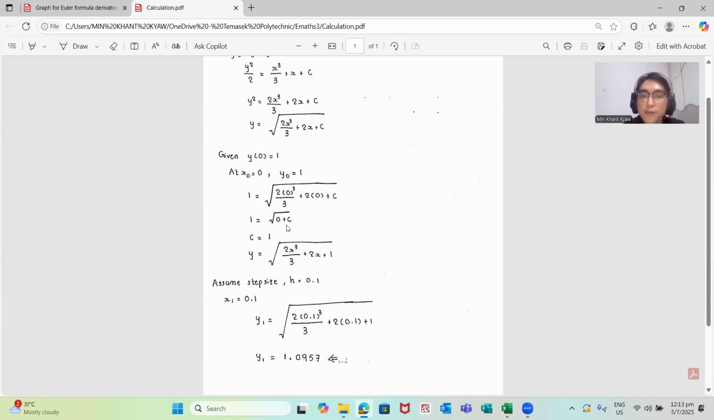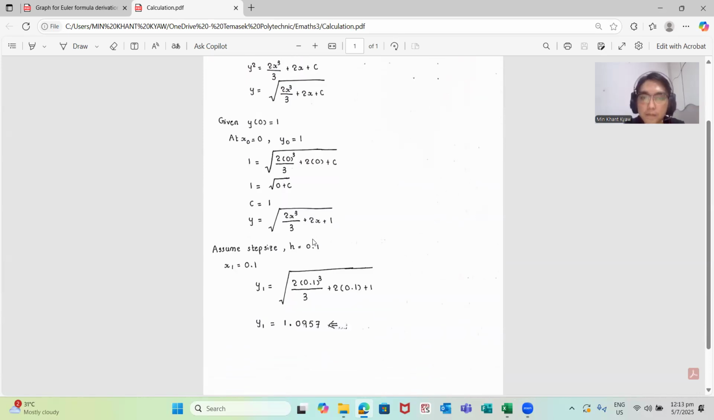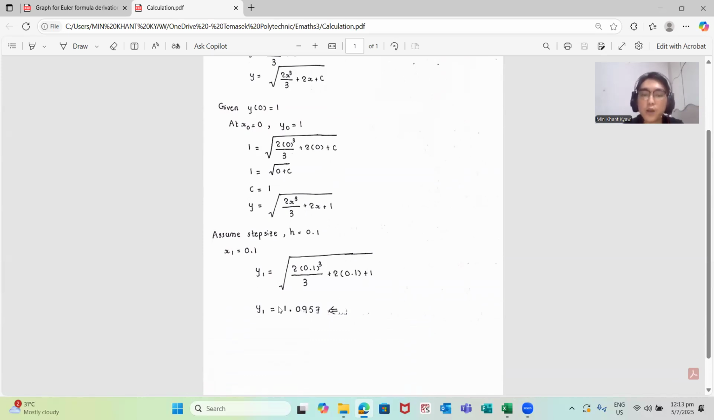And then after finding the value of c, we need to rewrite the equation with the known value of c. So assuming the step size h is equal to 0.1, the next value of x after its initial value of 0 is 0 plus 0.1, which is equal to 0.1. So to find the next accurate value of y, we substitute all these values into the equation, and then we get the value 1.0957.